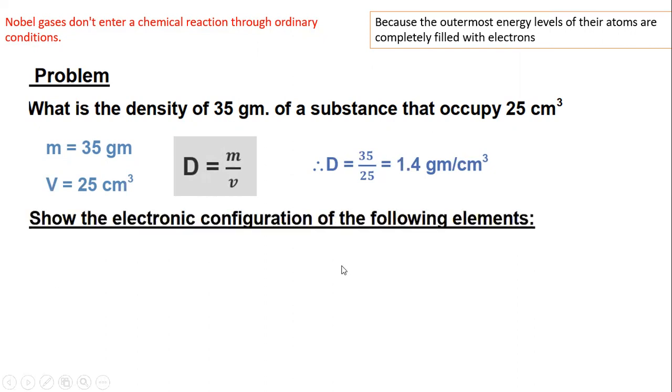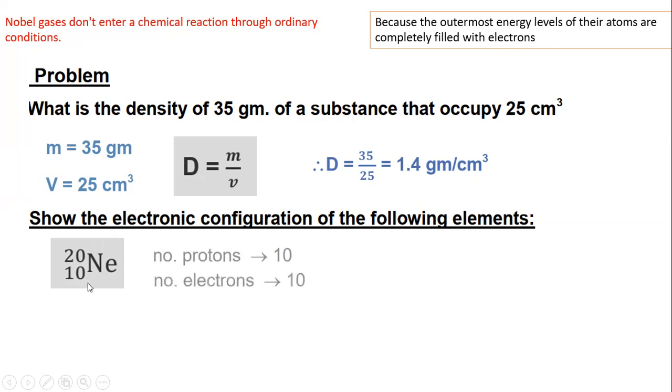Show the electronic configuration of the following elements. Neon, 10, 20. Again, once we deal with the atomic number, the small number, we don't deal with the large number. We deal only with the small number, the atomic number. So here the number of protons is 10, and the number of electrons is 10. Now this is the nucleus of neon. It has 10 protons and 10 neutrons.